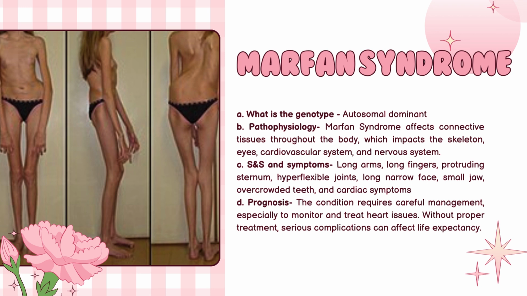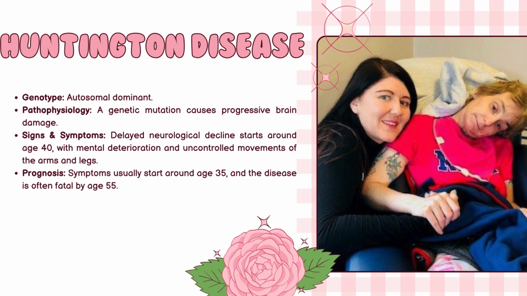And I put a picture up there so you can reference what I'm saying. So this condition really needs careful management, and you need to monitor and treat heart issues. Without proper treatment, serious things can happen. Now, this disease just breaks my heart, and it's also autosomal dominant because you only need one allele for this gene to have it. So this is a genetic mutation that causes progressive brain damage.